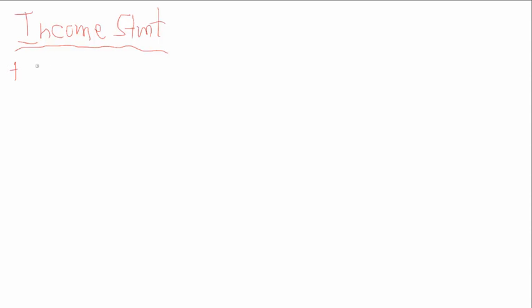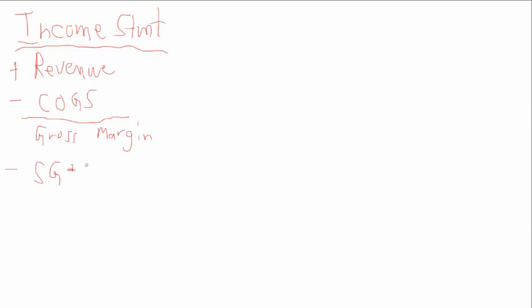And for an income statement, we're going to add revenues. Subtract cost of goods sold. And that's going to give us our gross margin. From there, we're going to subtract selling, general, and administrative costs. We're going to subtract other things like interest expense and taxes. And we eventually end up with our net income.